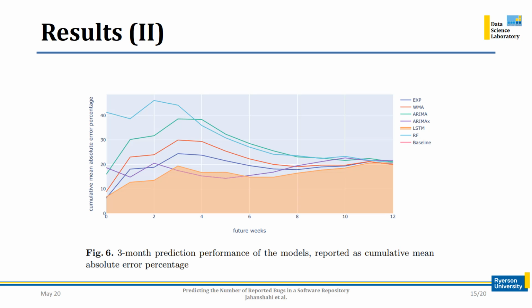The second part is for long-term prediction. As for long prediction, the error of the model is accumulated. The future predictions would not be as accurate as the closer ones. This is what we expect to see. Here, we analyze the performance of the models for a 3 months bug number prediction. So as you see, the number of weeks is 12 here. It means that it is for 3 months bug number prediction.